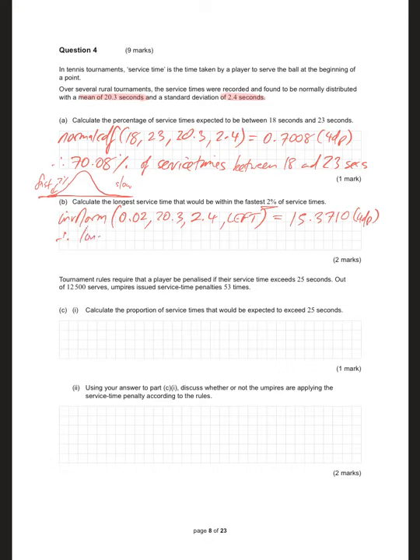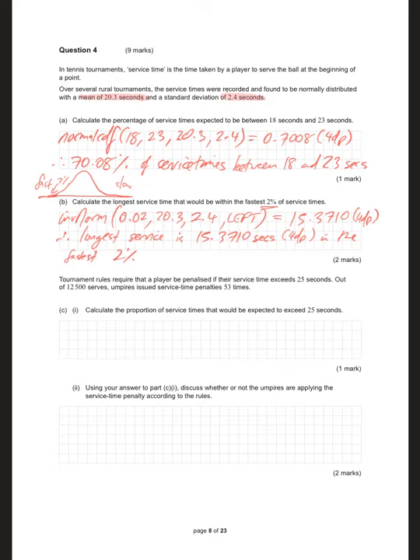Therefore, longest service is 15.3710 seconds. In the fastest 2%.